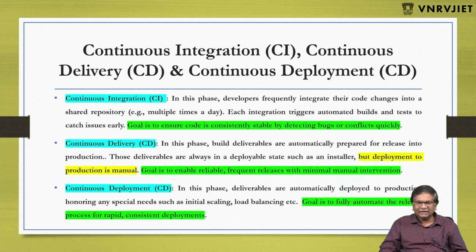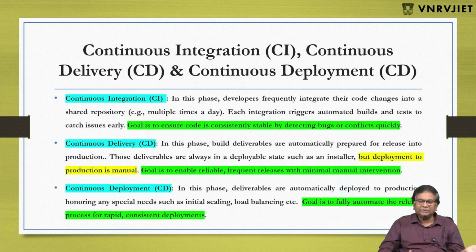Next one is continuous delivery. In this phase, build deliverables are automatically prepared for release into production. These deliverables are always in a deployable state, such as an installer, but deployment to production is manual. The goal is to enable reliable, frequent release with minimal manual intervention.